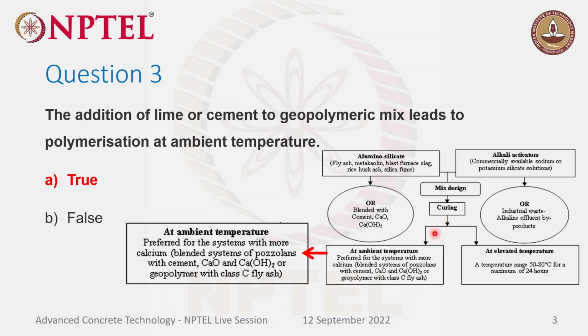And then we cure it at elevated temperature without the addition of calcium oxide or calcium hydroxide. If it's blended with cement or calcium oxide or calcium hydroxide, it can be cured at ambient temperature. Possibly even with slag systems, which have up to 40 to 50% of calcium oxide in it, it's possible to formulate geopolymeric binder with blast furnace slag at room temperature itself.